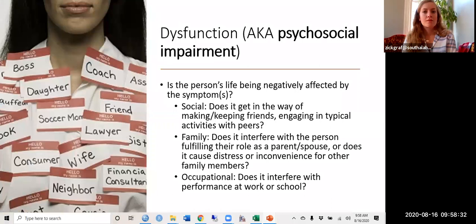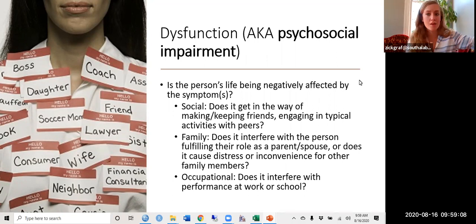So dysfunction, or psychosocial impairment, is the third D. When you're evaluating a person for psychopathology, you ask if their life is being negatively affected by the behaviors or the symptoms that they're coming into treatment with or being assessed for. The three main domains of psychosocial impairment that we think about are social impairment. Does the behavior or the symptoms get in the way of friendships, of typical activities? If you're a college student, does it get in the way of hanging out with other people in your dorm? Does it get in the way of joining clubs or fraternities and sororities if that's something that you want to do?